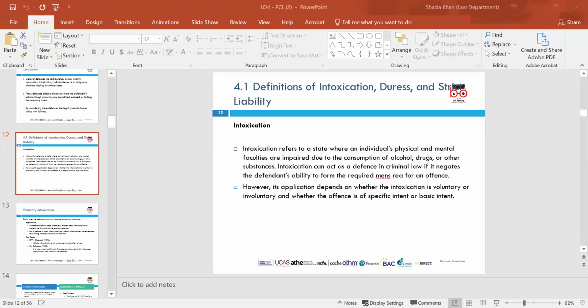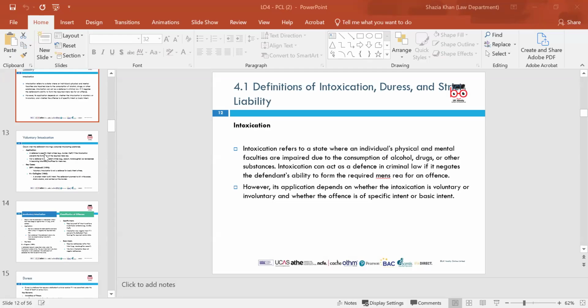However, the intoxication defence can potentially affect the outcome of a trial by showing that the defendant lacked the intent required to commit a particular crime. The viability of this defence often depends on whether the intoxication was voluntary or involuntary. And we'll look at that in a little bit more detail so you've got a little bit of an idea.